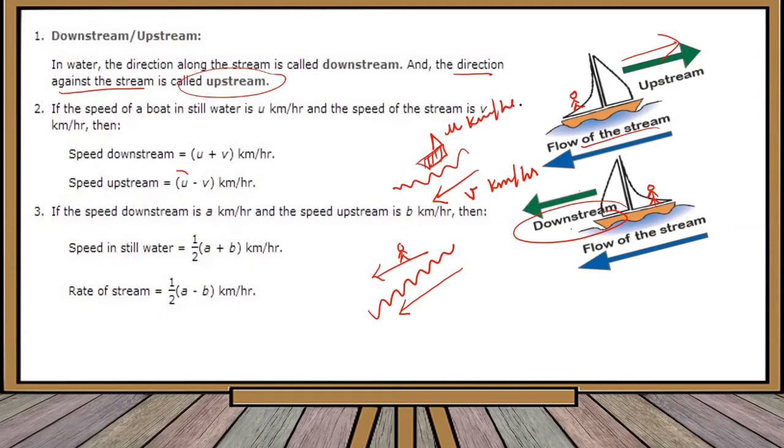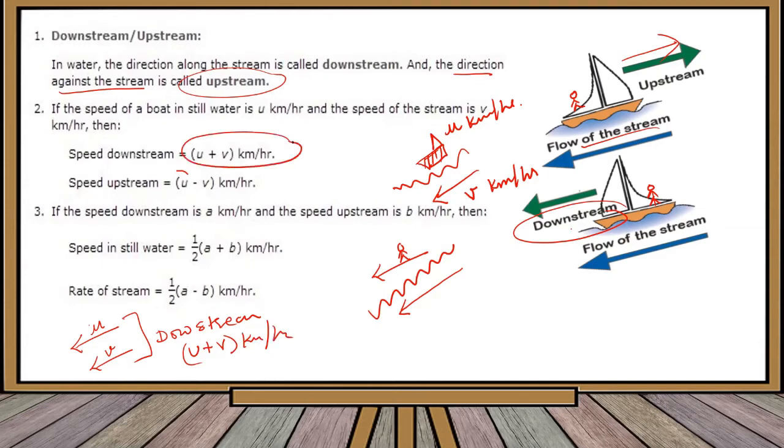Two things we need to remember in this. When the boat is going downstream, that is when the boat is going along with the stream of the river, along with the flow of the stream, we need to add both. Because just tell me, if you are going with the flow, both the speeds will add up. Your speed is u and the speed of the stream is v. So when you go downstream, both of the speeds will add up. So it will be u plus v kilometer per hour.